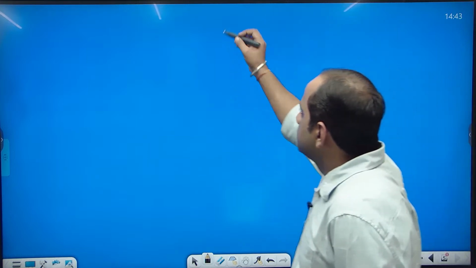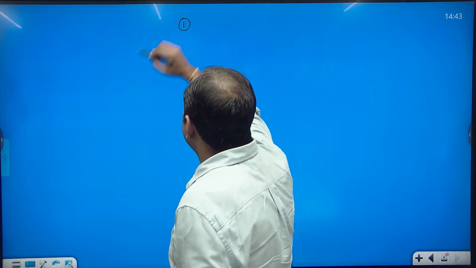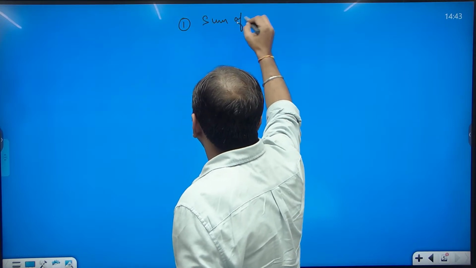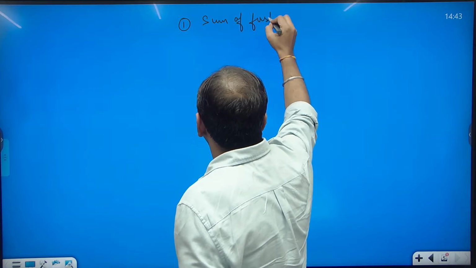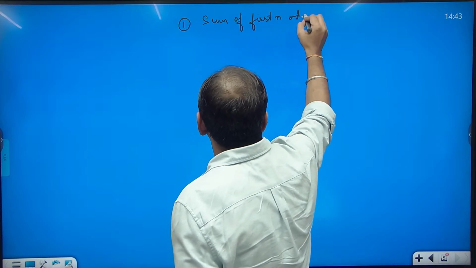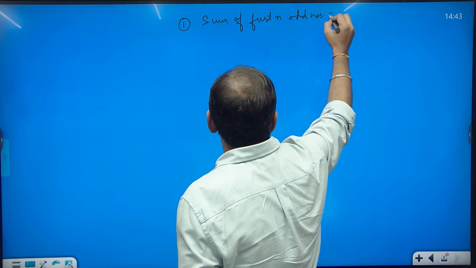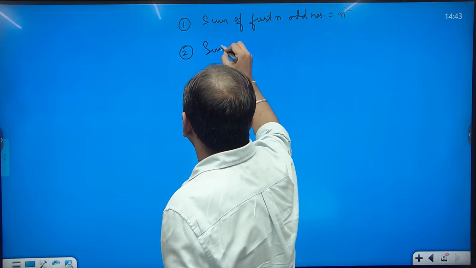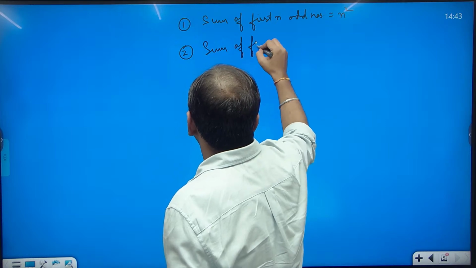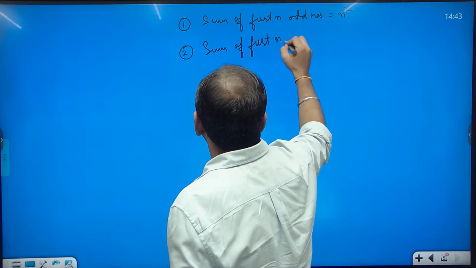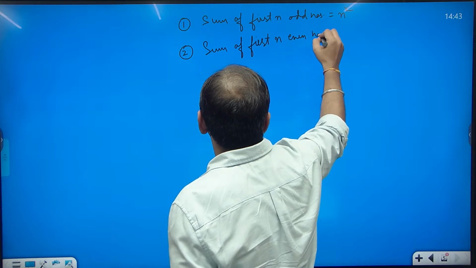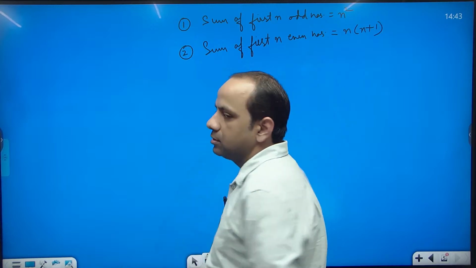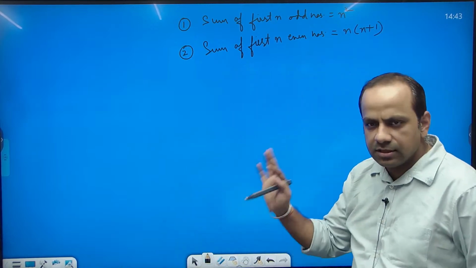Okay. So the first thing which we have concluded is that the sum of the first n odd numbers is equal to n square. The sum of the first n even numbers is equal to n into n plus 1. I hope this is clear.